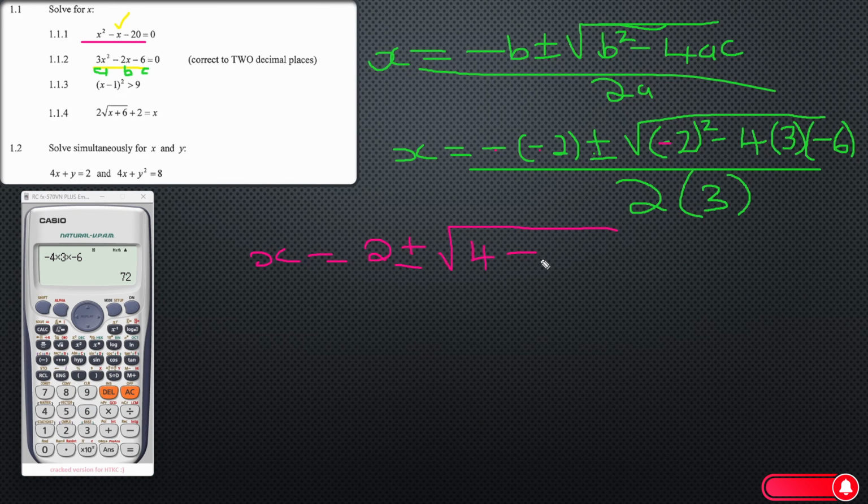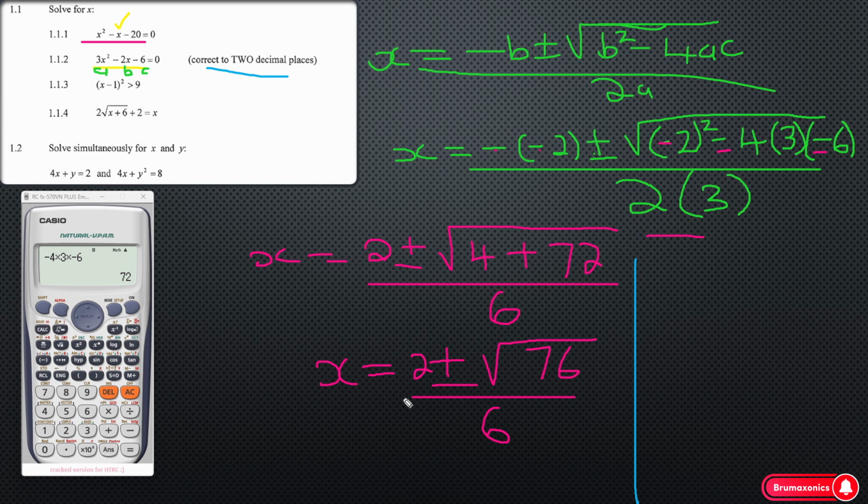So from here you have to decide that you are actually looking for a plus and also a negative digit, and also make sure that everything is corrected to decimal places. So I'm going to punch this one out, and then also I'm going to punch this one out in my calculator. Let me just say the plus and then the square root of 76 all over 6, right?